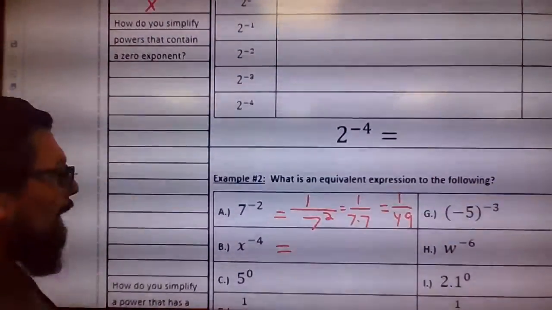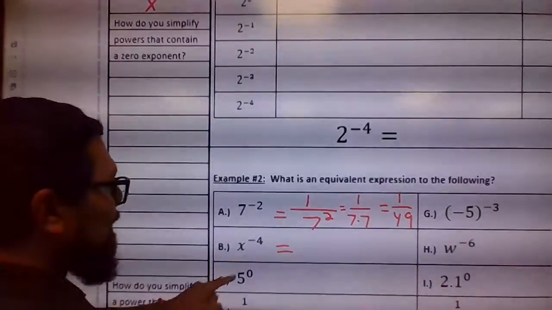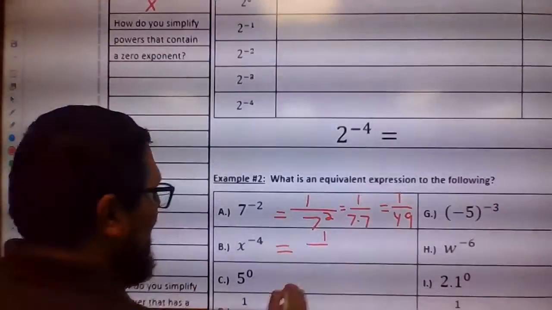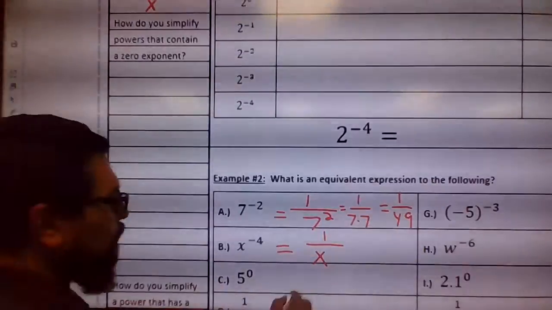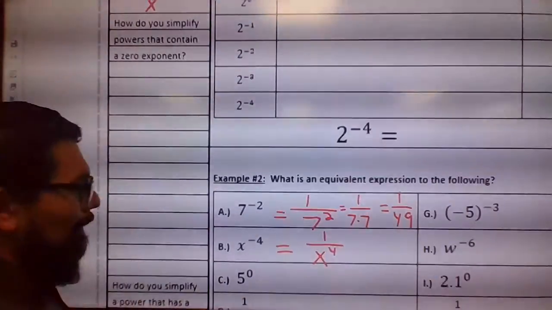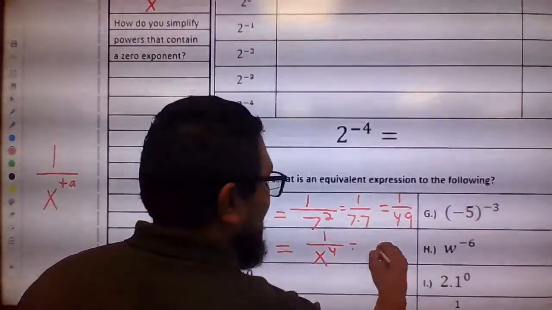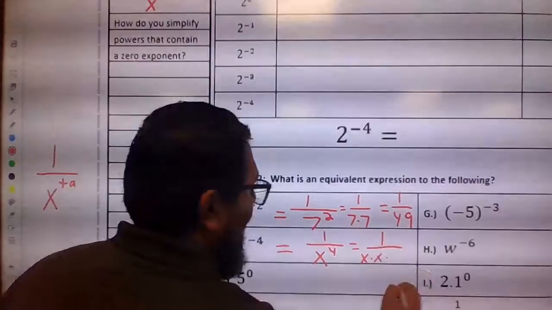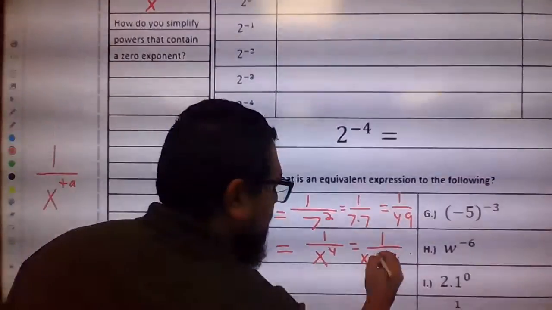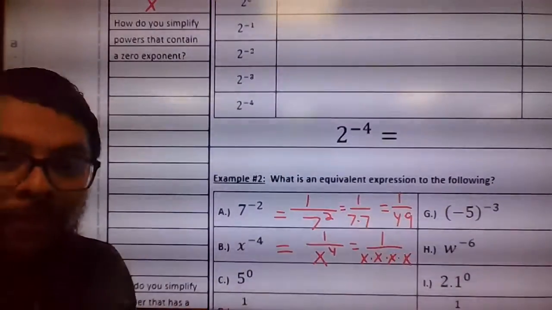So again, it's 1 over, and then the base is x, and then the exponent is negative 4, so it's going to be a positive. And we'll go ahead and expand it. x, x, x, x. There it is. We're done with that one.